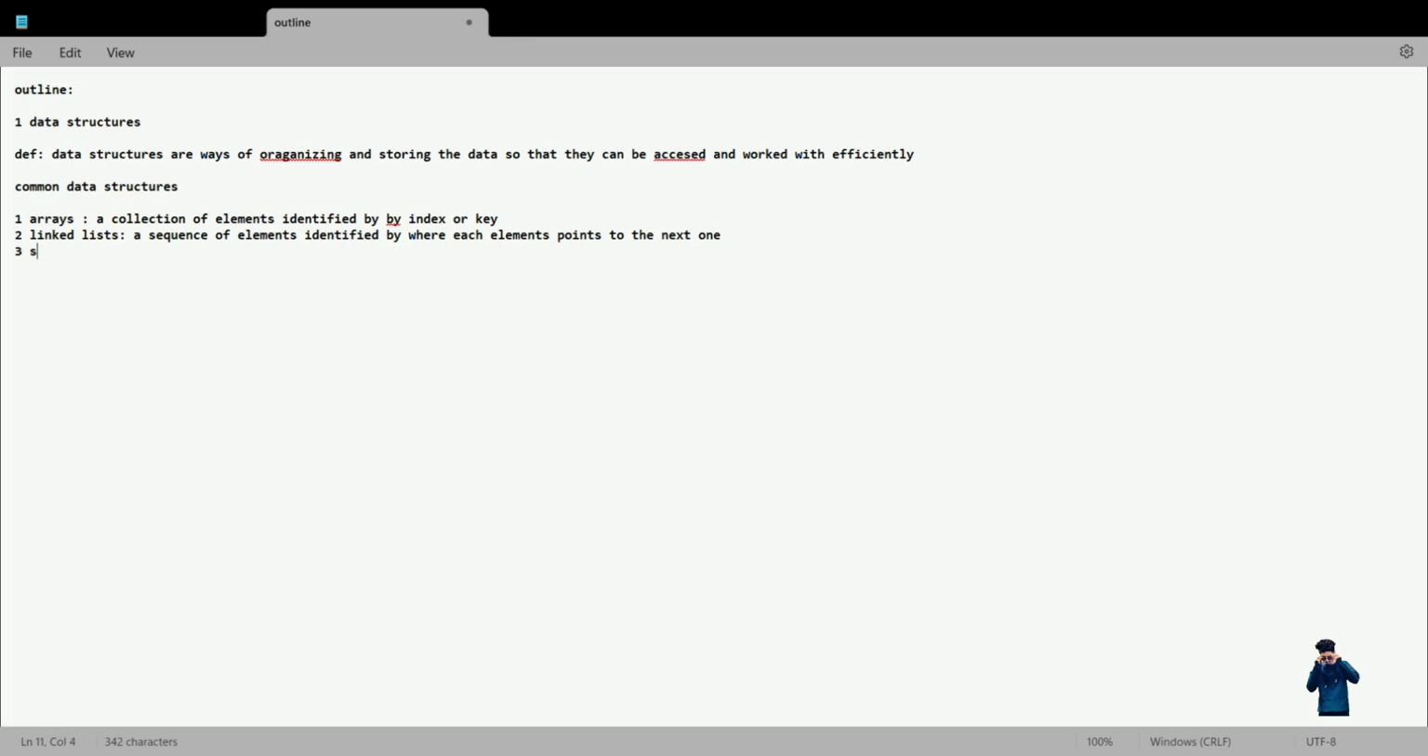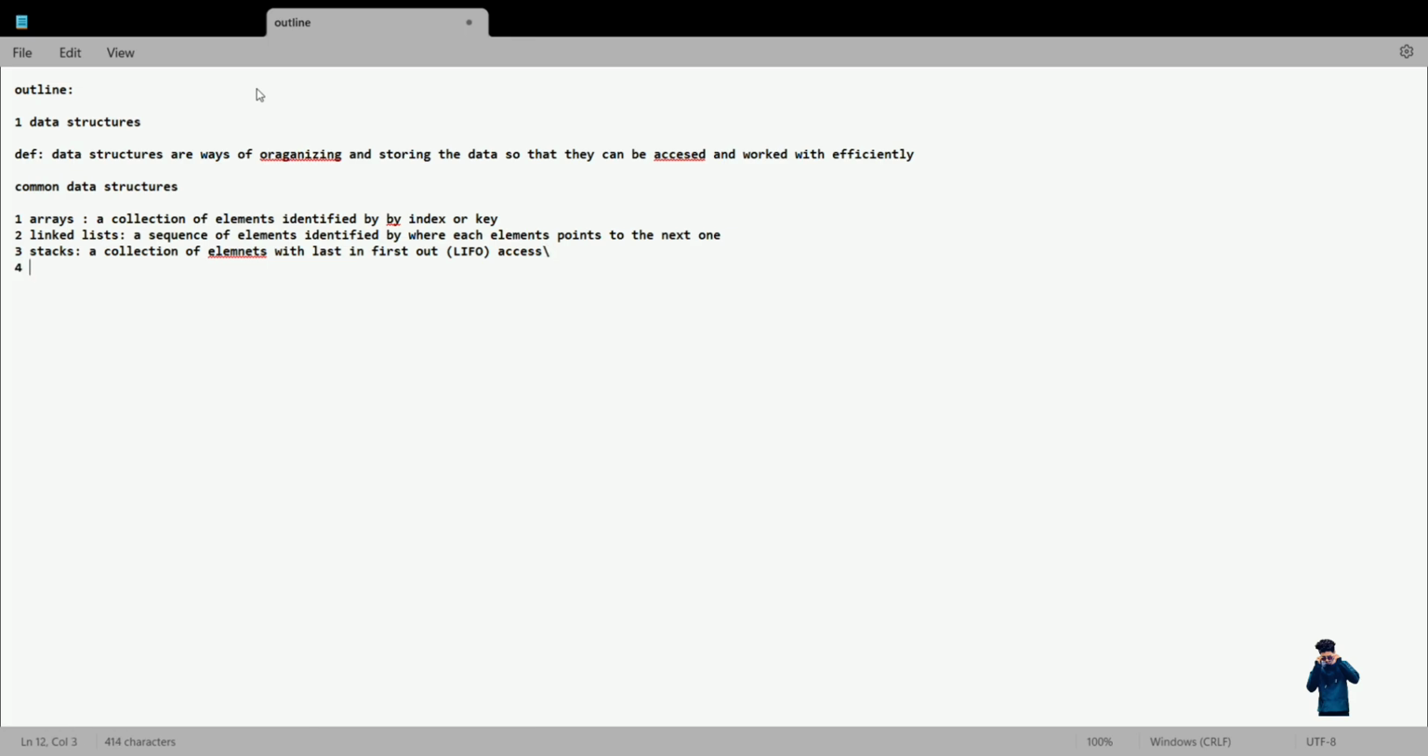After that, we want to know about stacks. What do you mean by stacks? A collection of elements with last in first out access. It's also called LIFO. See in your caps, LIFO: last in first out access.